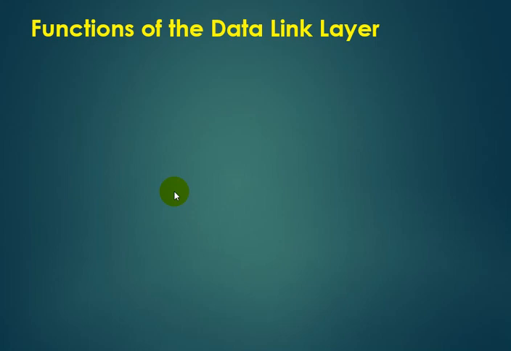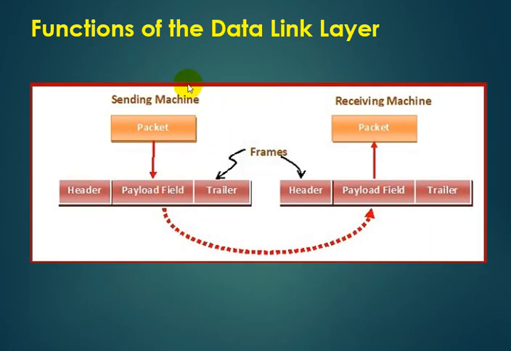Now let us see the functions of the data link layer. What are the functions that are involved in the data link layer? Suppose this is the sending machine, and on the next side this is the receiving machine. So this is the sender and the receiver. The sending machine first sends the packets. These packets will be converted into frames in the data link layer. So in the network layer, the sending machine receives the data in the form of packets, and in the data link layer these packets are divided into frames with header, payload field and trailer.